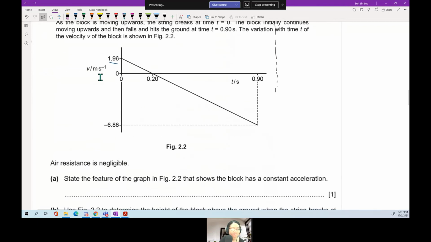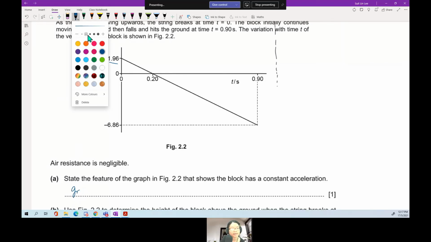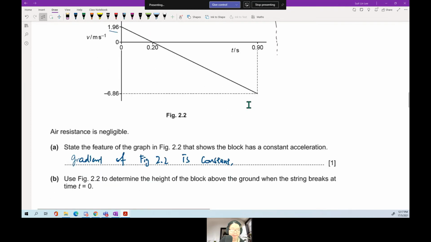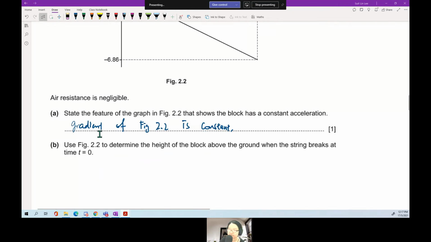All right. Okay, graph given. State the feature of the graph to show that the block has constant acceleration. Well. Yes, constant acceleration because the gradient is constant. So I'll say that the gradient of figure 2.2 is constant. Or I guess you can say figure 2.2 is a straight line. That is also okay. No problem. But constant gradient is more legit.